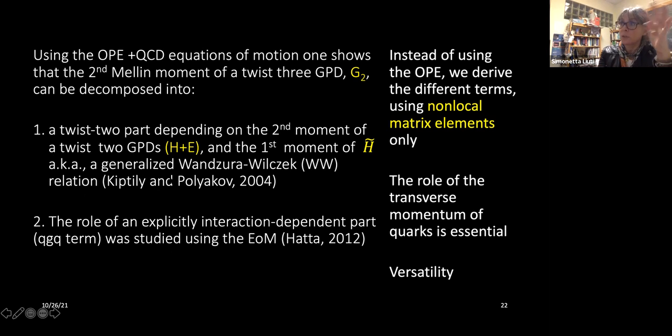So we know that the twist GPD comes in as a difference between the moments of H plus E and H tilde. And on our side, what we propose here is instead of using the OPE, we derive the different terms using non-local matrix elements only. So we start from the unintegrated in x parts, and what this approach affords us is that we can throw in there the transverse angular momentum, the parton's transverse momentum.